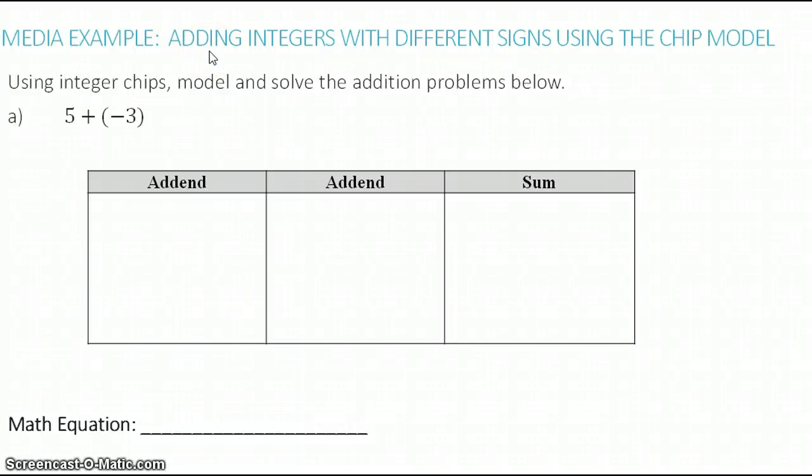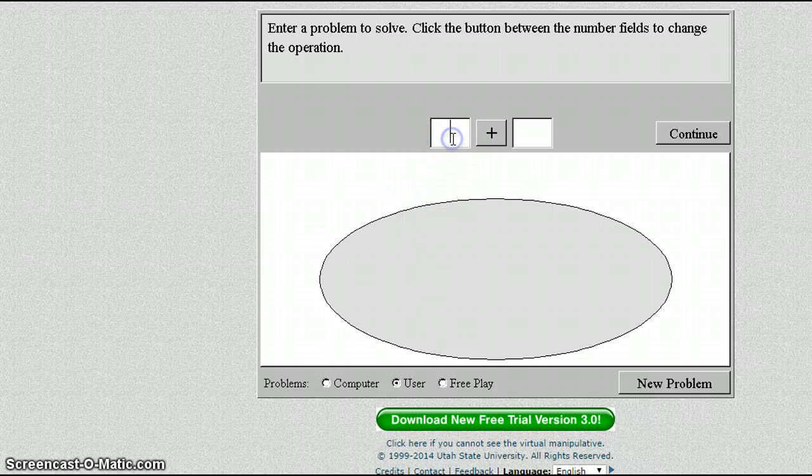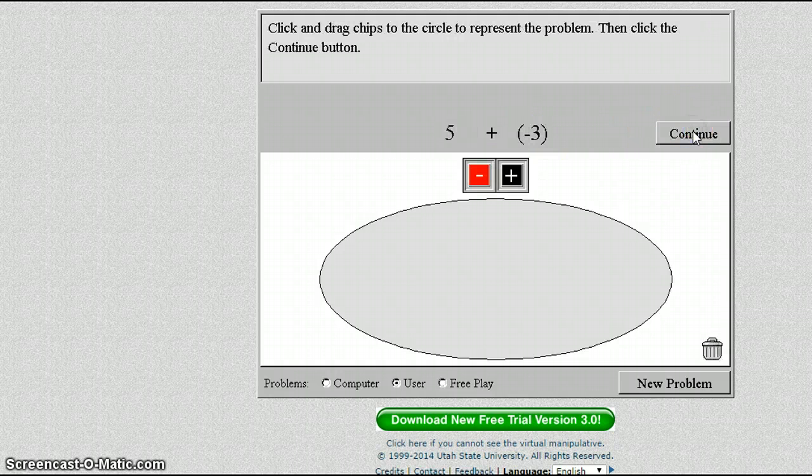In this example, we're going to add integers with different signs using the chip model. Using integer chips, model and solve the addition problem below. 5 plus negative 3. Let's go to the NLVM site and set this up. So 5 plus negative 3.